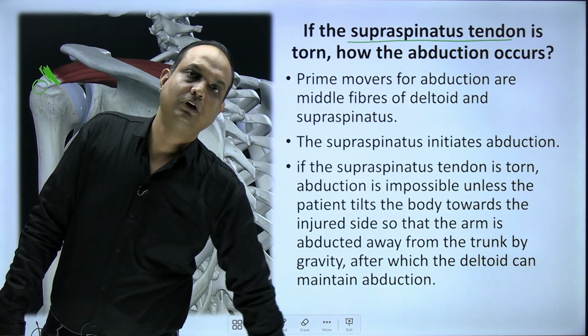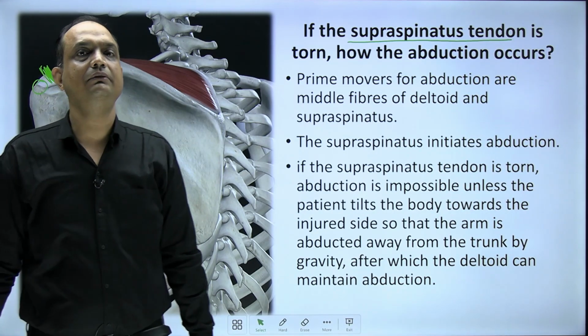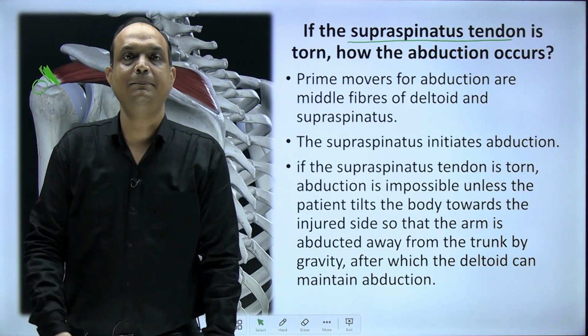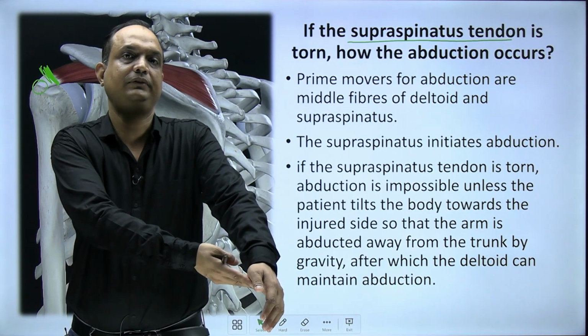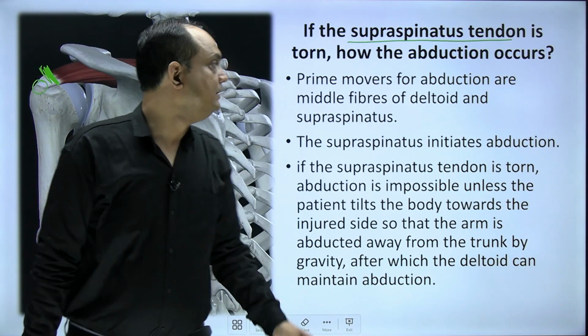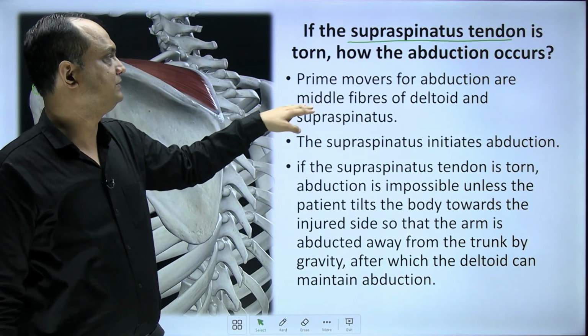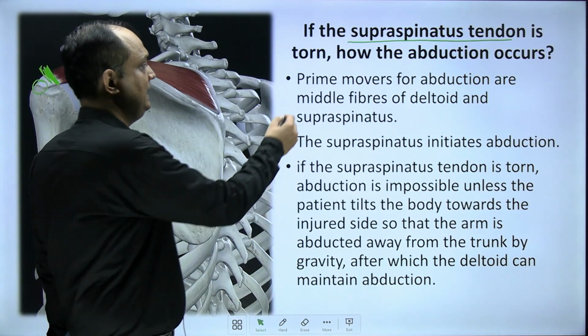Now this is followed by the action of the deltoid. So this is one way. The second way is that the person can passively move the left side with the right hand up to 15 degrees, and then the function is taken over by the deltoid. So the prime mover of the abduction is the middle fiber of the deltoid along with the supraspinatus. They both are prime movers.